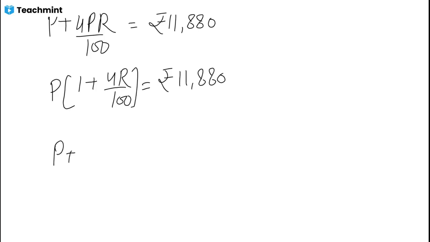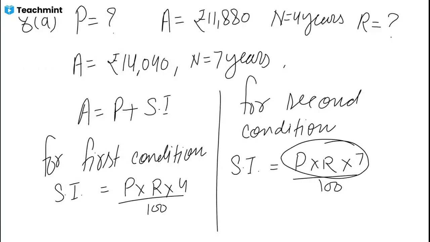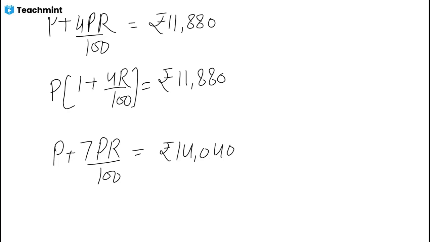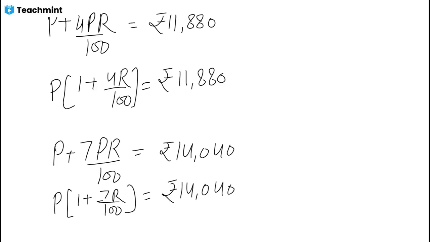And the second condition, B part, sorry, second condition is P plus SI is P plus 7 times of PR over 100, which is equal to rupees 14,040. Now let us take P and inside we have 1 plus 7R over 100 is equal to rupees 14,040.